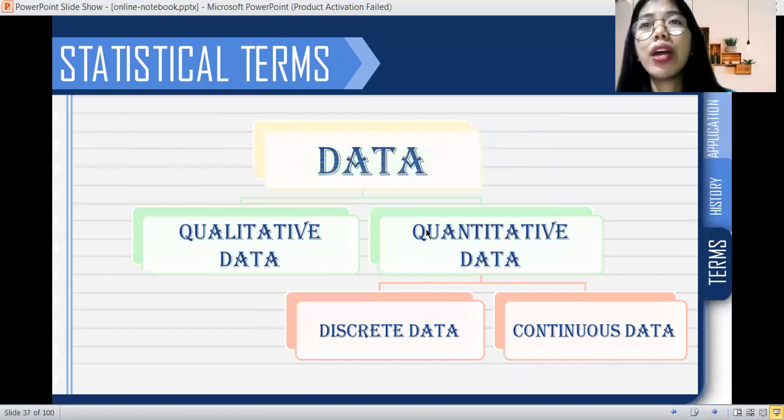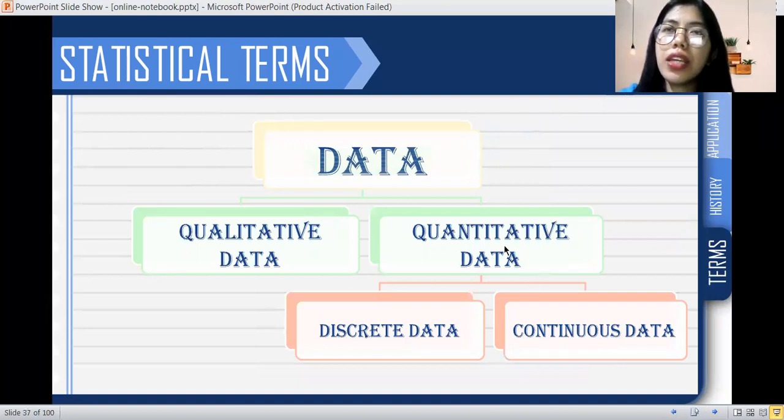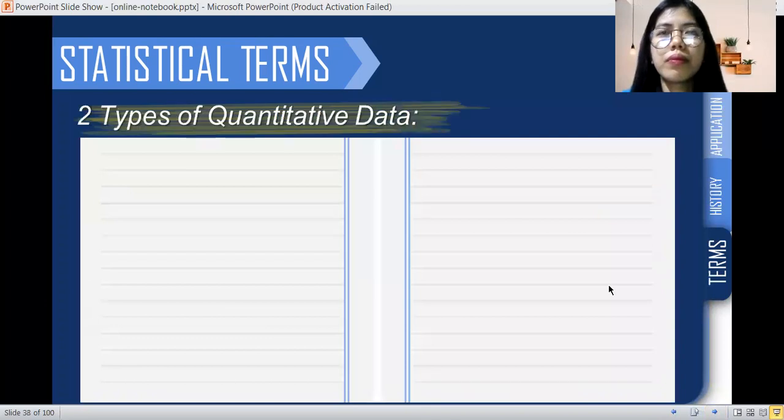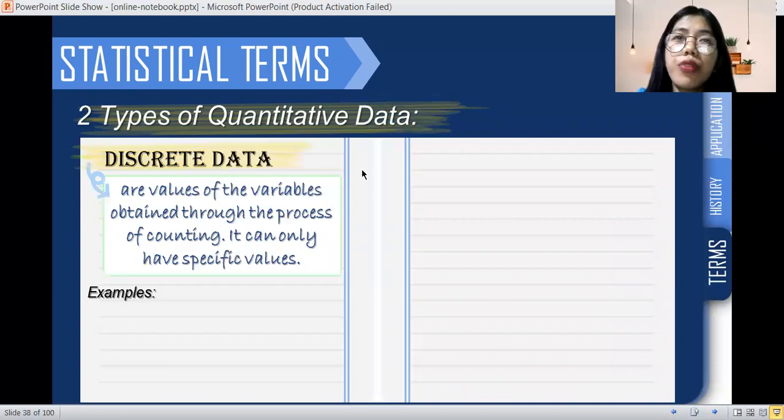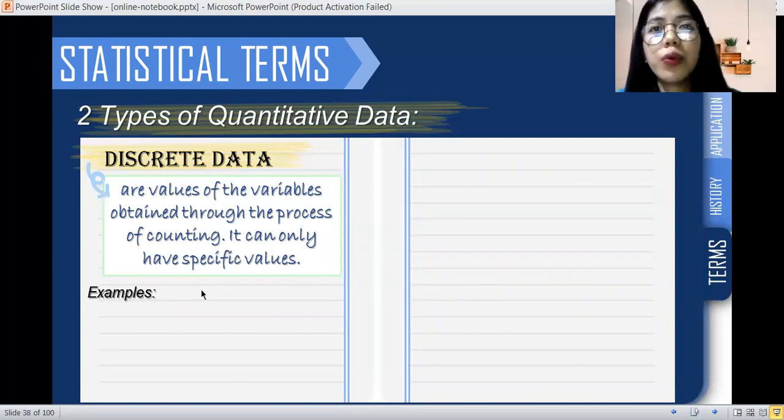Ayan po. We have here a chart. Ayan po yung data natin is divided into qualitative and quantitative data. Now, under quantitative data, we also have two types, the discrete data and the continuous data. Two types of quantitative data. We have the discrete data first, are values of the variables obtained through the process of counting. It can only have specific values.